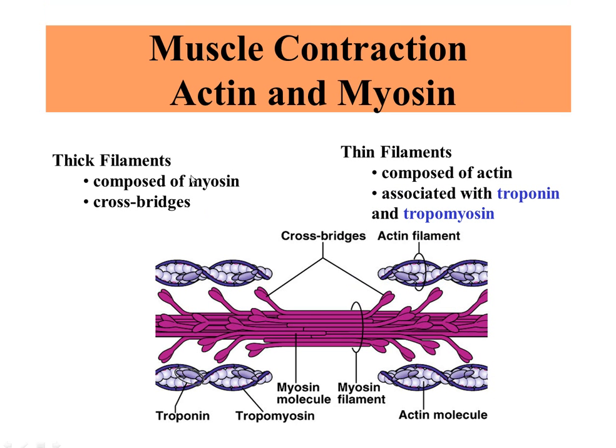Now here we have the thick filaments, the myosin, and the thin filaments, actin. The myosin is going to have these structures called cross bridges that protrude off of the surface of the myosin, this thick protein filament. And here's the actin. The actin is composed of a filament, the protein filament, associated with troponin and tropomyosin.